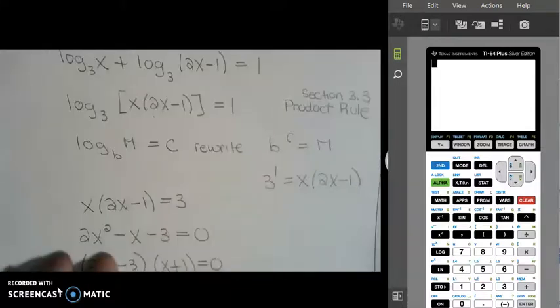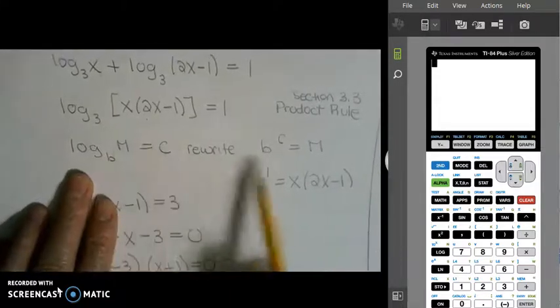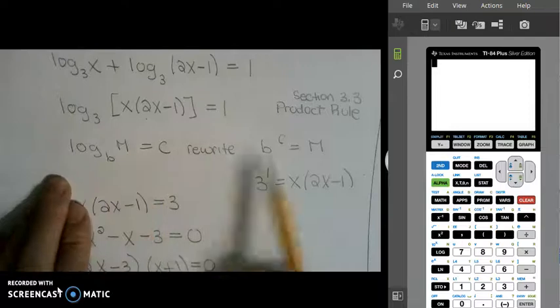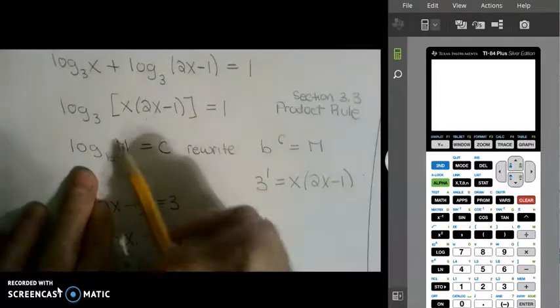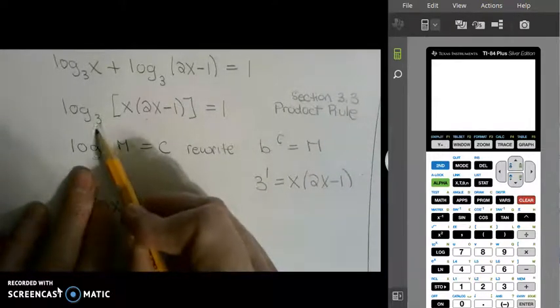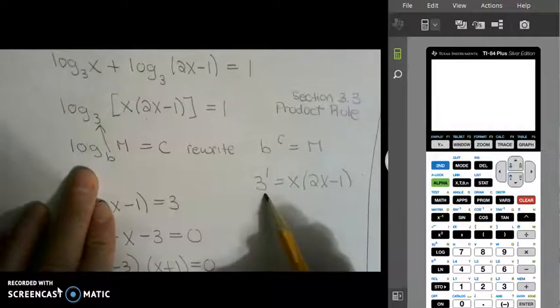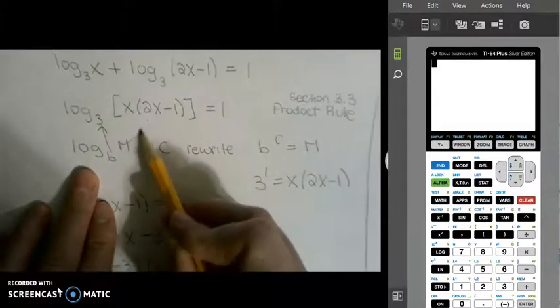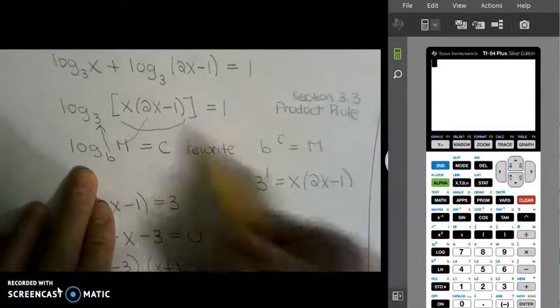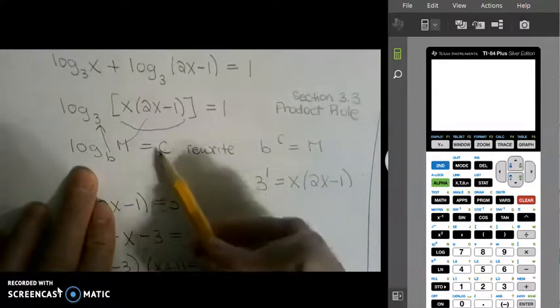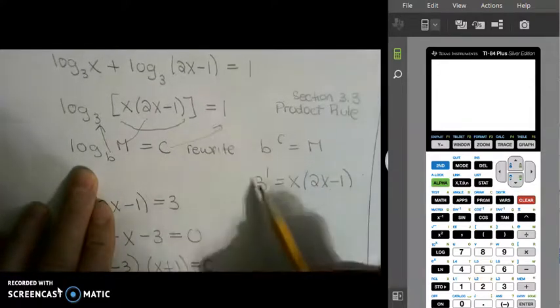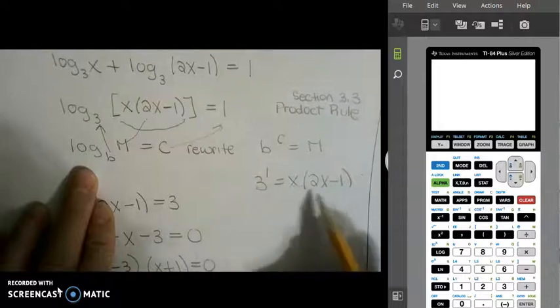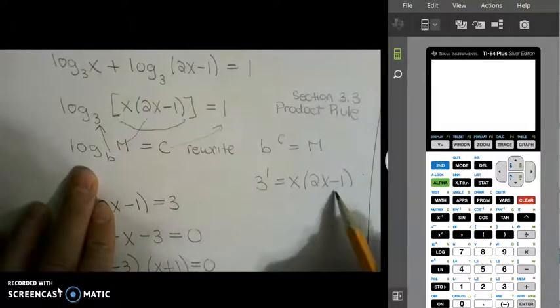Okay, so I wrote this right below here. So I'm going to go from this form right here to this form right here. So this is my base. This is my 3. That's what 3 is. This whole thing is my m. So that's what goes over here. And this is my c. So it's 3 to the 1 is equal to x times 2x minus 1.